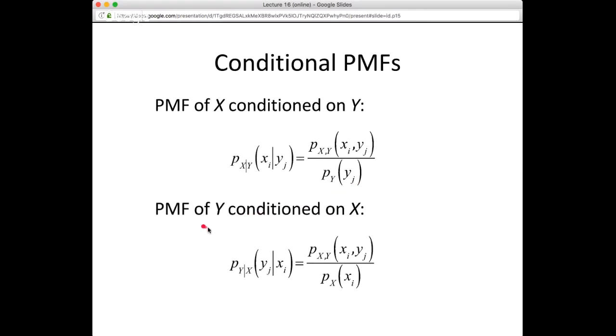Likewise, we could be interested in the PMF of y conditioned on x. And again, it's just going to be the joint probability that x and y equal xi and yj, divided by the marginal probability of x evaluated at xi.